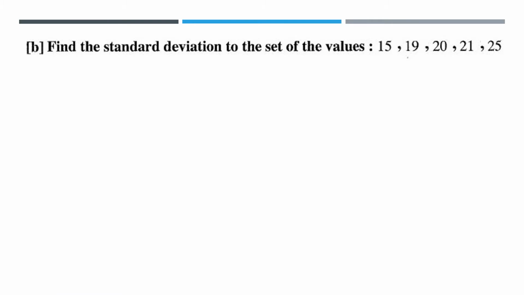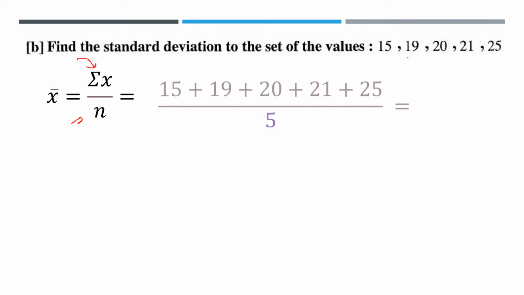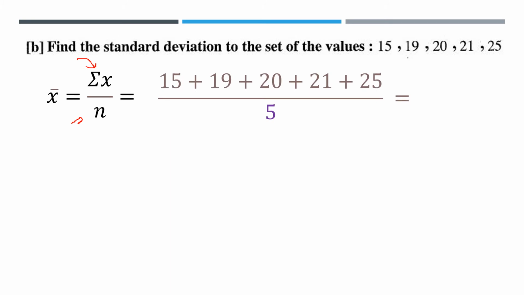Question B بيقول لي find the standard deviation of the set of values 15, 19, 20, 21, 25. أول حاجة لازم أجيب ال x bar is the sum of values over the number of values. So it is 15 plus 19 plus 20 plus 21 plus 25 over the number of values is 5. على calculator it will give me 20.